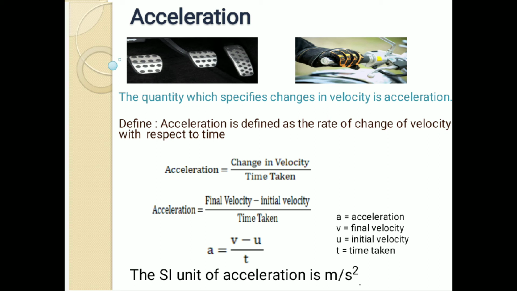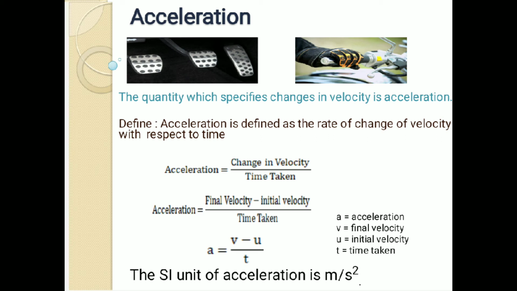How to find the change in velocity? That is final velocity minus initial velocity, divided by time taken. So a is equal to v minus u by t. v stands for final velocity and u stands for initial velocity throughout the lesson. So a is equal to (v minus u) by t is the formula to calculate acceleration. Is it clear? This is a very important formula. Surely you will get one sum regarding acceleration.